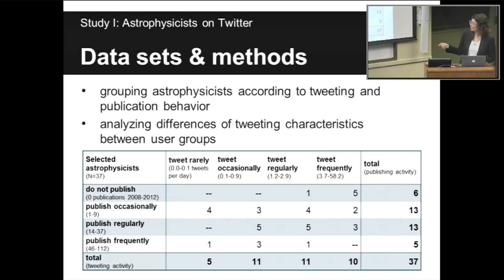And also according to the publication behavior, those who didn't publish at all were the 6 people here, and this is the highest publication frequency. And you can already see that those people who do not publish are the ones that are very active on Twitter. And those who publish frequently, we don't have a group of those that tweet frequently. So for these subsets, we would compare all the characteristics, the number of hashtags used, the tweets that contain a URL, the analysis of the usernames, and so on.